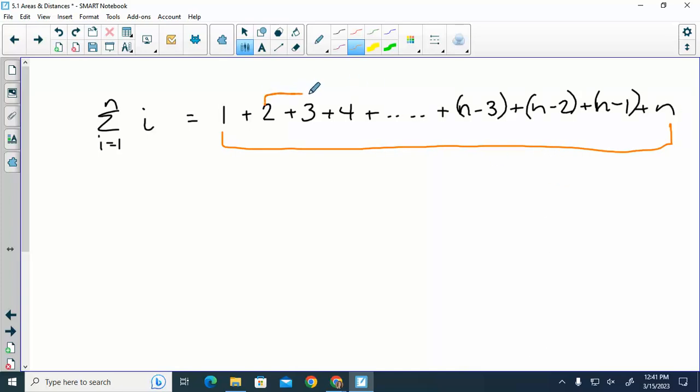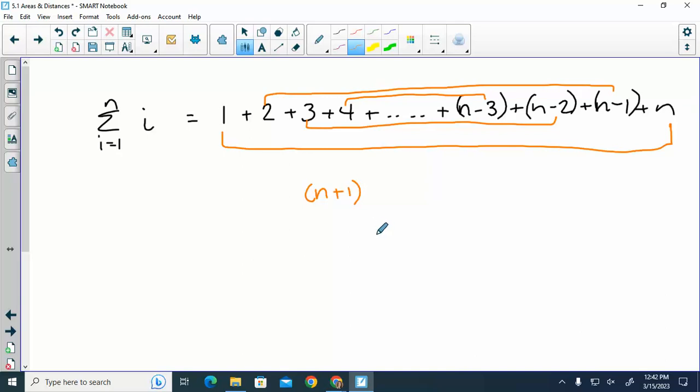What happens if I add the second to the second to last? N plus 1. If I add these, n plus 1, these, n plus 1. So we compare them off, and we're getting n plus 1 every time.